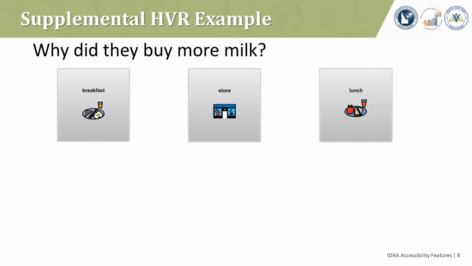This test item comes from the Grade 3 ELA practice test. It goes with the passage and asks the student a comprehension question about the text. Why did they buy more milk? I know the graphic symbols are hard to see because they're so small.